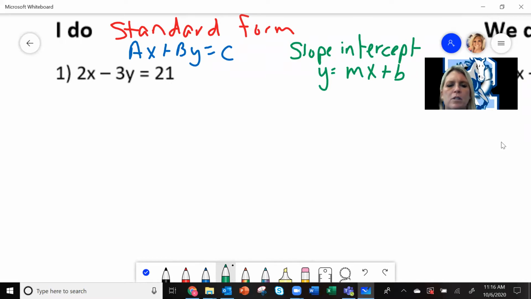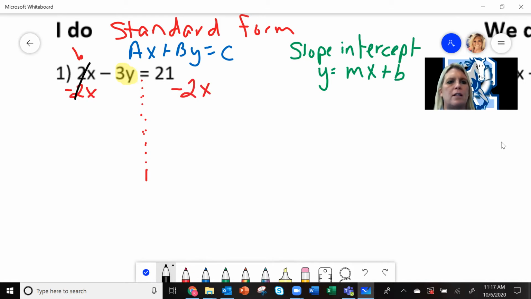So as we start here, I'm going to draw a dotted line at the equal sign. I need to get the y by itself. Well, first I need to move what's being added or subtracted to the y. So right here it says a positive 2x. The inverse is negative or minus 2x. So I'm going to subtract 2x from each side. These cancel and I get negative 3y equals negative 2x plus 21.